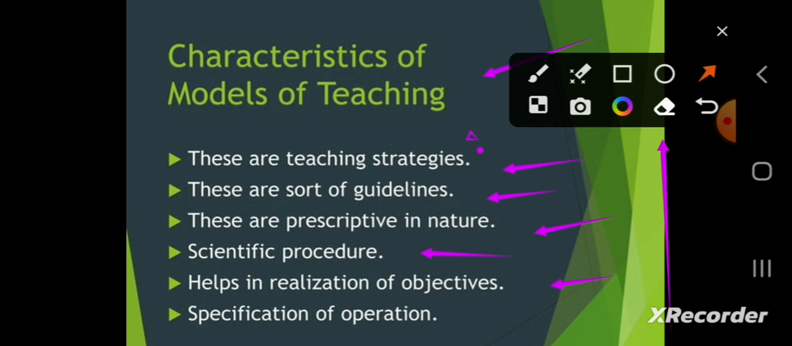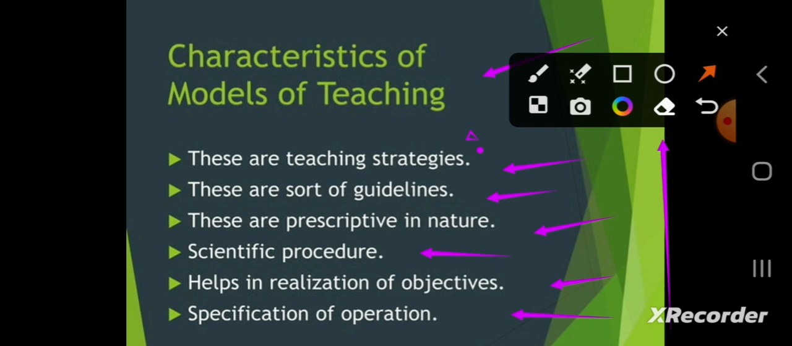Helps in realization of objectives. The primary purpose of a teaching model is to assist educators in achieving educational objectives. By following the model, teachers can align their instructional methods with specific learning goals and ensure that their teaching practices are directed towards helping students meet those goals.